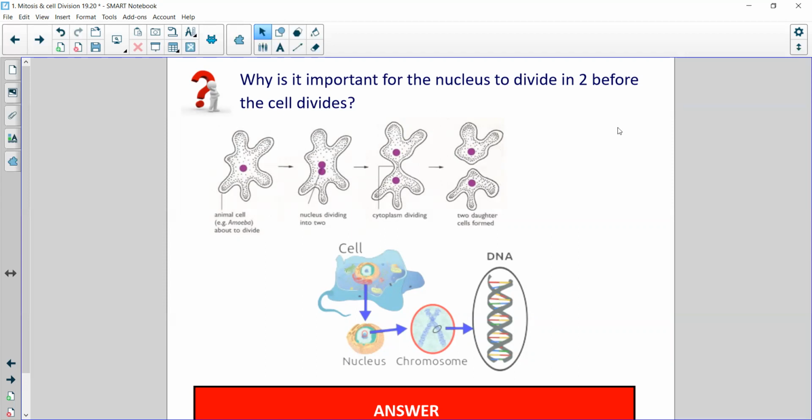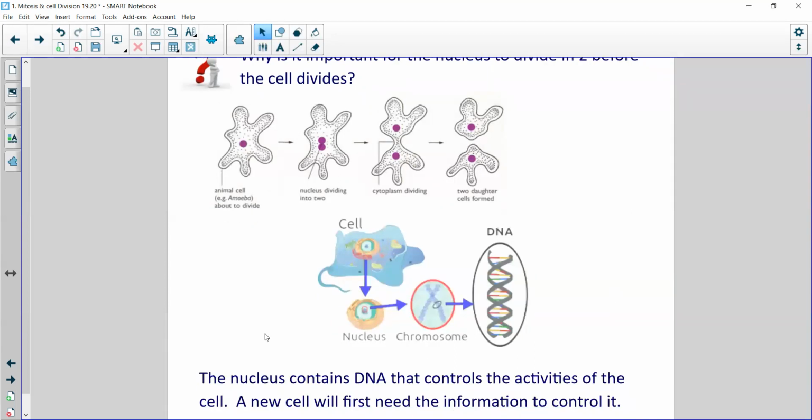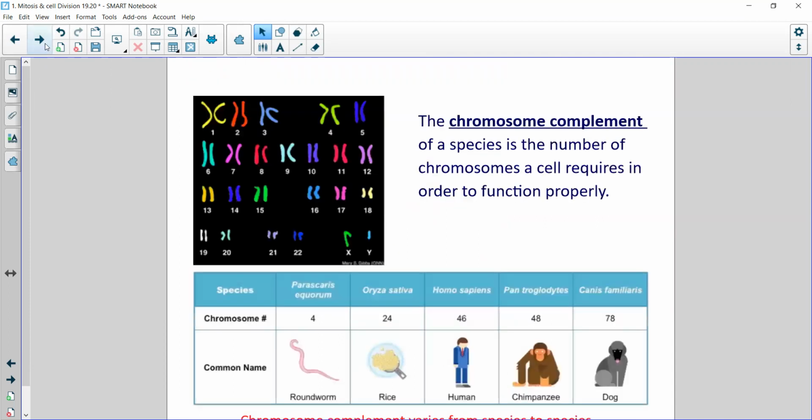So why is it important for the nucleus to divide in 2 before the cell divides? So think about what is in the nucleus. What is it that's found there that these 2 daughter cells would need to be able to survive? Well, the answer is that the nucleus contains the DNA that controls the activities of the cell. So a new cell would need the information in the nucleus to be able to control itself. So that's what we need to pass on. We need to pass on the DNA, the instructions for the cell to be able to control itself.